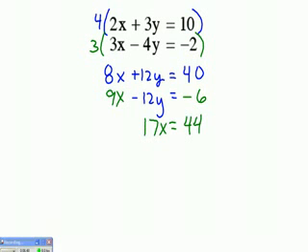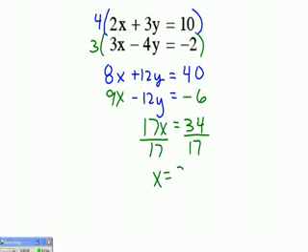Oops. No wonder that wasn't working out well. Let's go back. 34 is what it should be. That's a little easier to divide. Not that you always have to have an even number, but just notice something there. So x does equal 2.